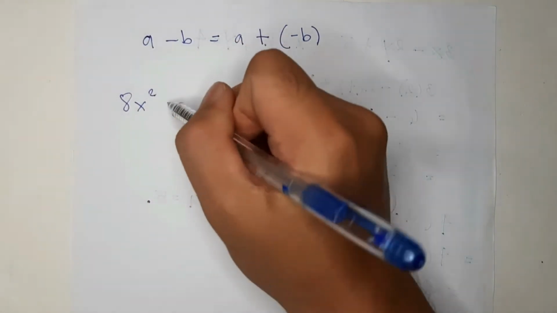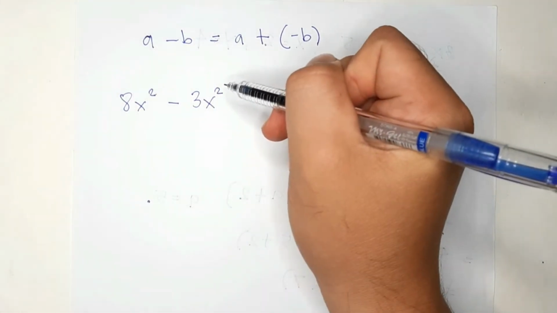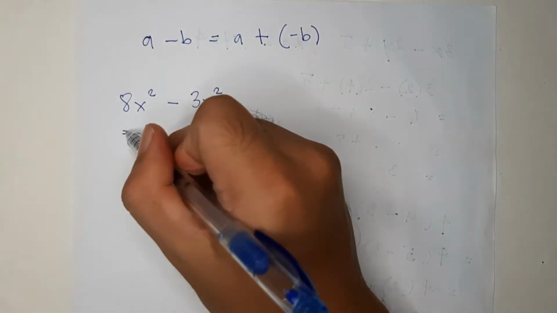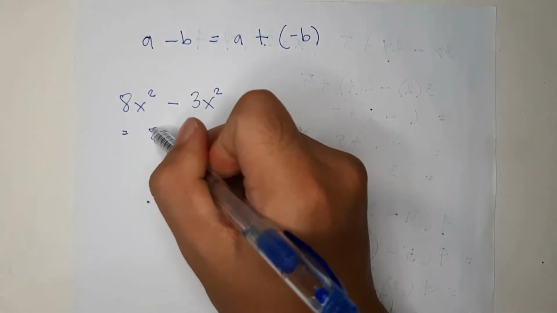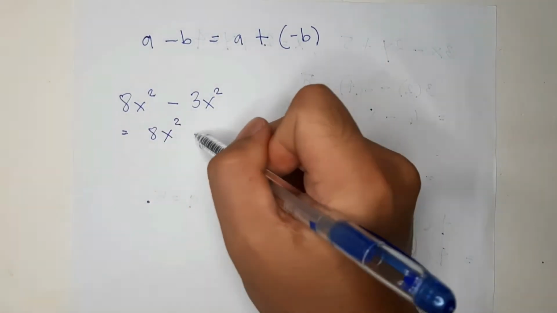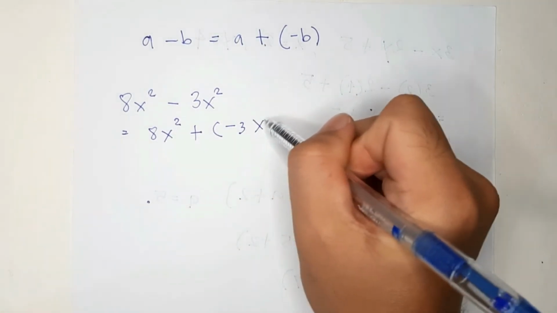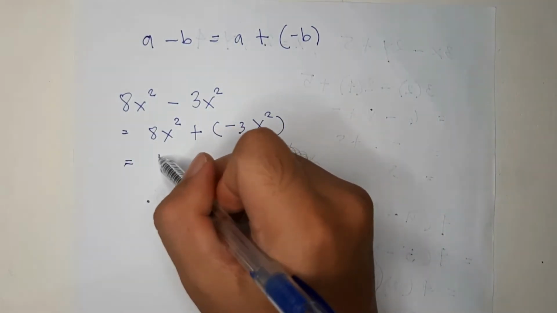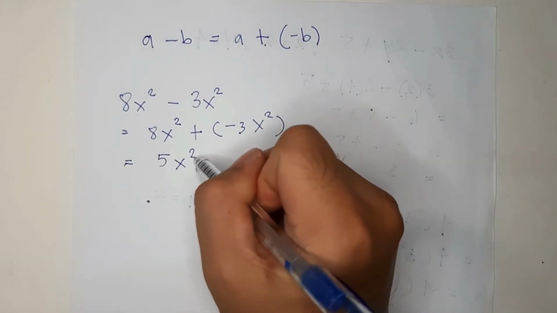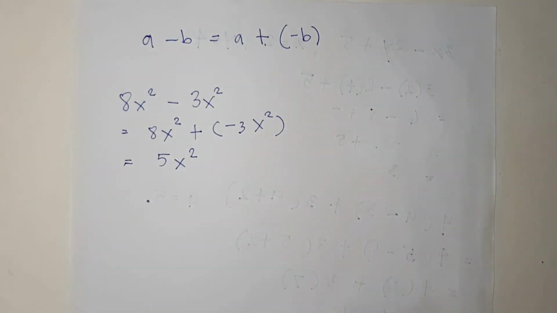8x squared minus 3x squared is equal to, we can rewrite this as 8x squared plus negative 3x squared. Therefore, the answer is 5x squared. Let's go on to another example.